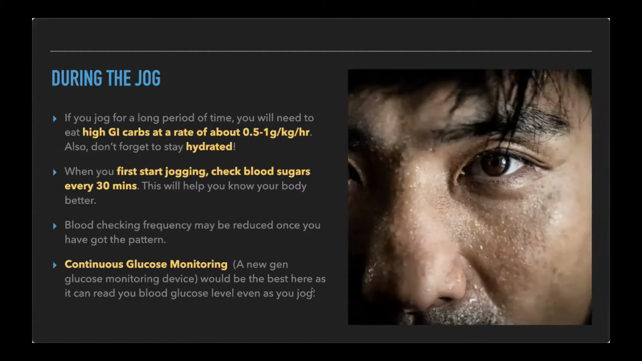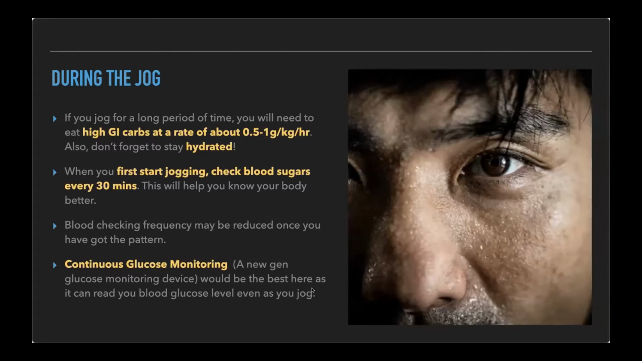If you jog for a long period of time, you will need to eat high glycemic index carbohydrates at a rate of about 0.5 to 1 gram per kilogram per hour. To make it simple, for a person weighing 60 kilograms, this person will need to eat about 1 to 2 bananas every hour they continue jogging. Or if you prefer to use power gels, you will need about 1 to 2 packets of gel every hour. Also, don't forget to stay hydrated.